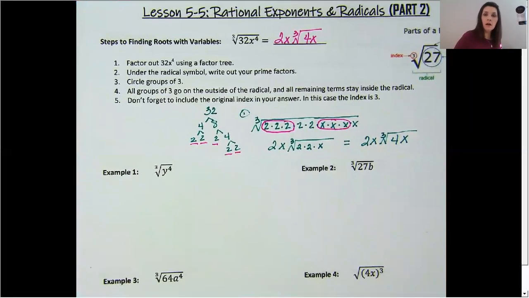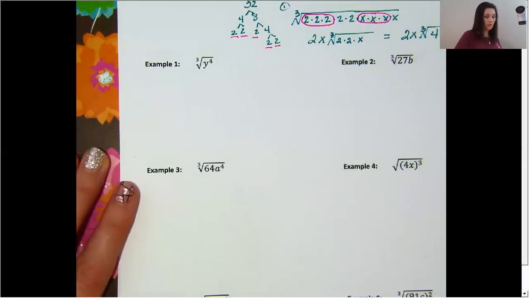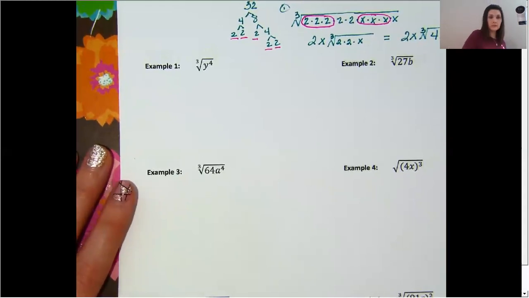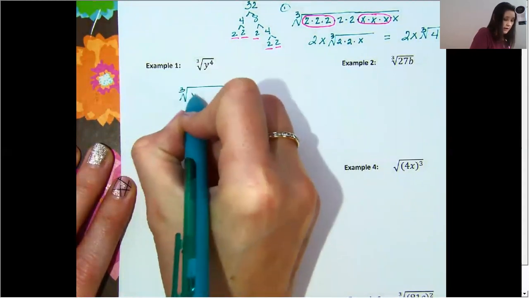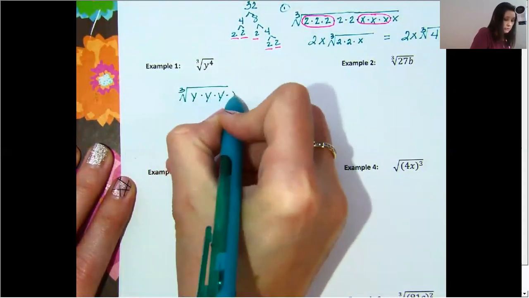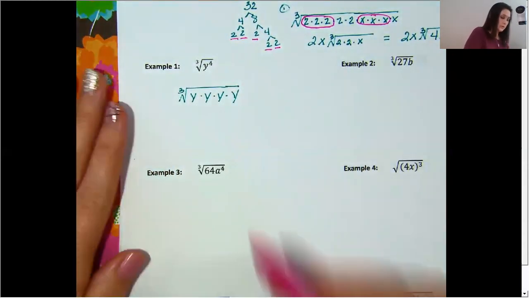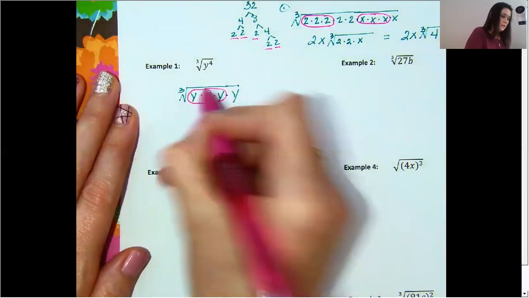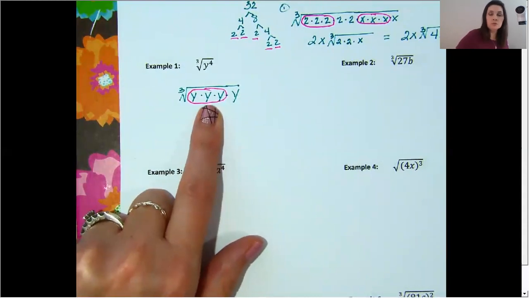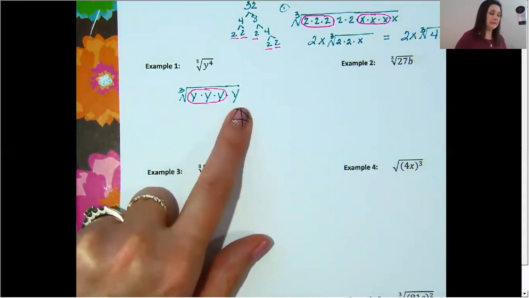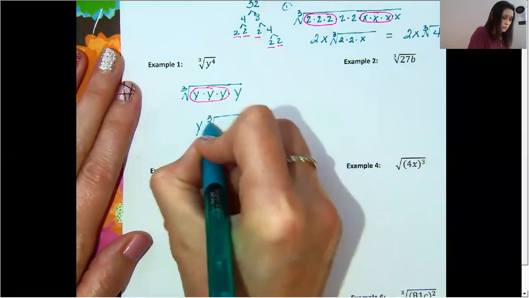Okay, well, let's go ahead and look at example 1. This is a very simple one. When I start out with this, I have y to the fourth power, which is just y times y times y times y. Okay, and I want to find groups of 3. So I'm going to circle my group of 3. So in this case, I'm going to pull one of the y's out because it forms a group, which totals one y, and then I'm going to leave a y on the inside. So my answer would be y cubed root of y.